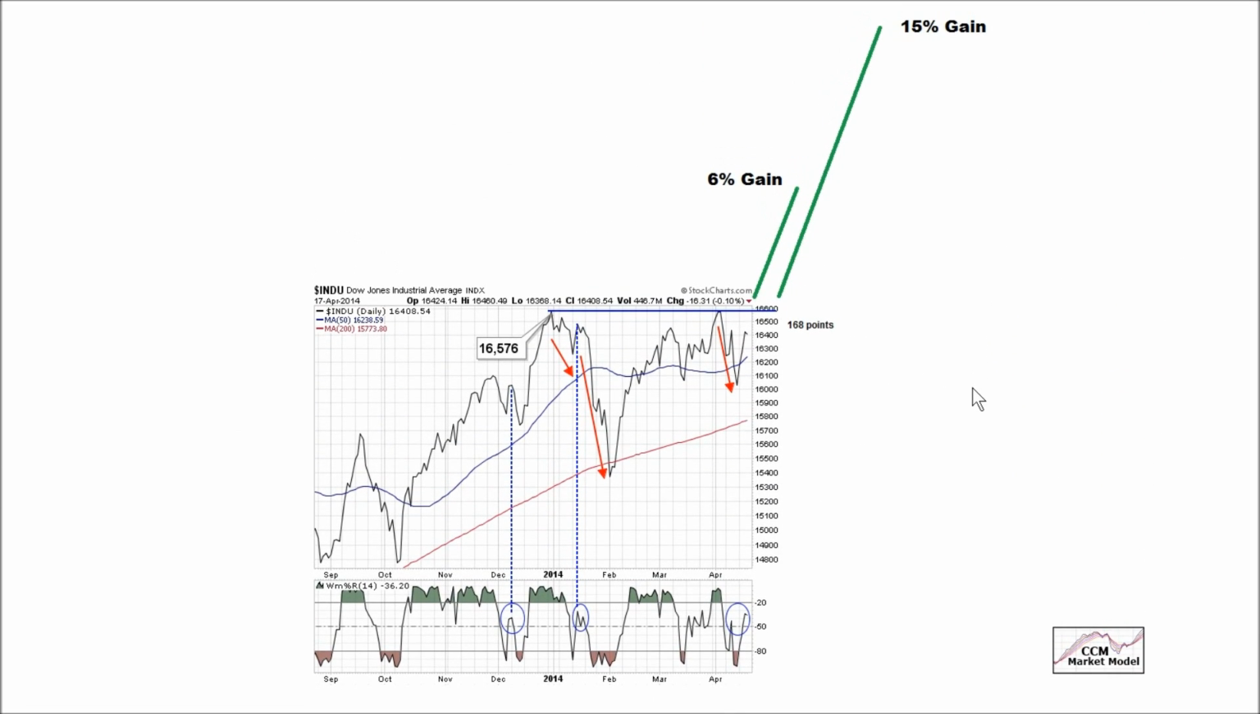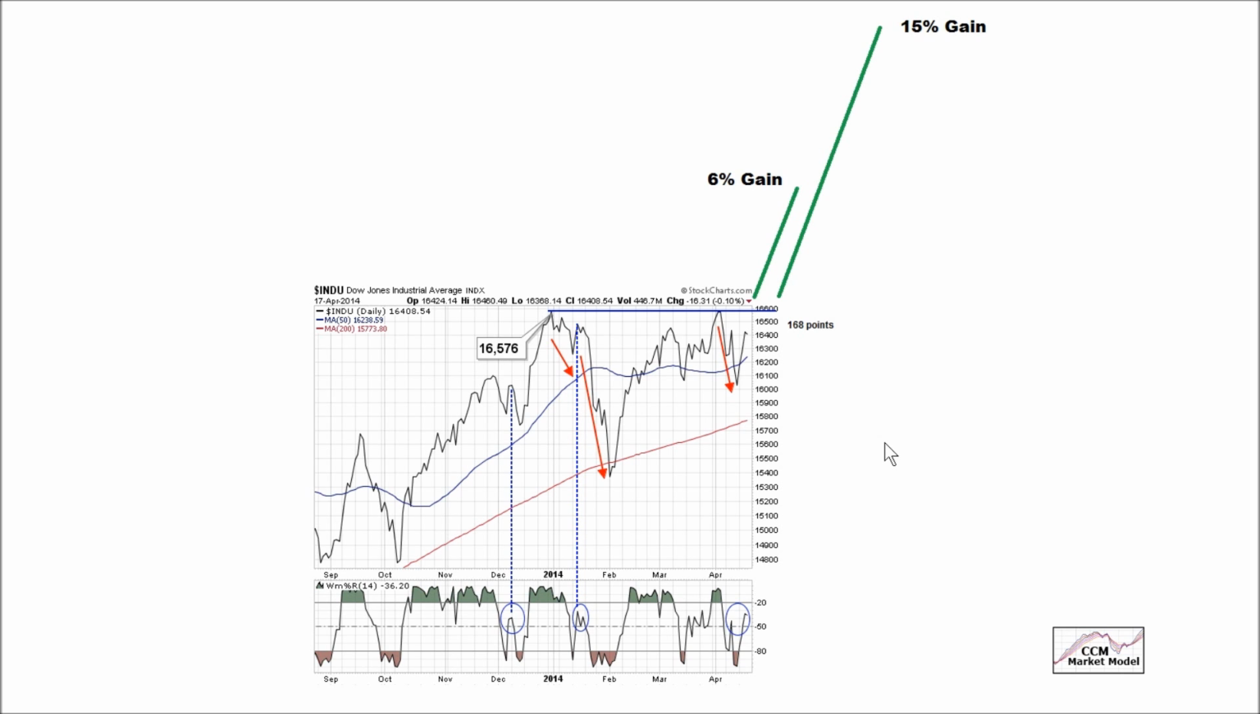Why are we willing to remain patient for the next 168 points on the Dow to get from this level here back to this level here so we can see what happens? We're not concerned about the next 168 points in the Dow. We're concerned about missing a 6% gain or something in the magnitude of a 15% gain.